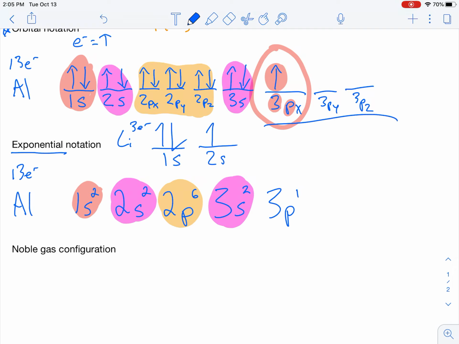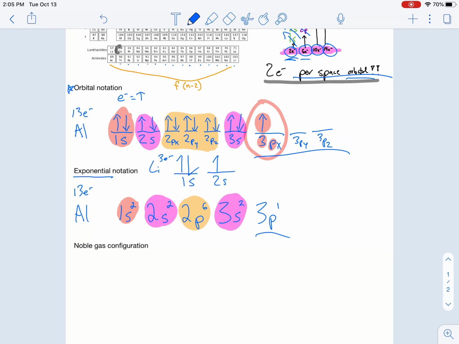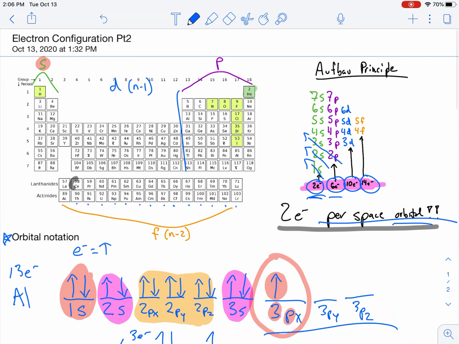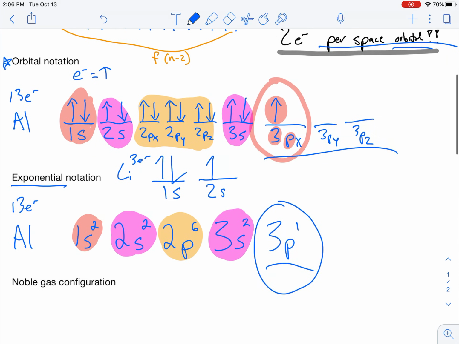I don't need to put all 3 of the houses because all that information is stored in just 3p1. And that will be your correct answer for your exponential notation for aluminum. Now, let's make sure this makes sense. 3p1, that's our final location. Once again, here's p block over here. Here's 3, and aluminum's right there. So 3p is the first element in the p block.